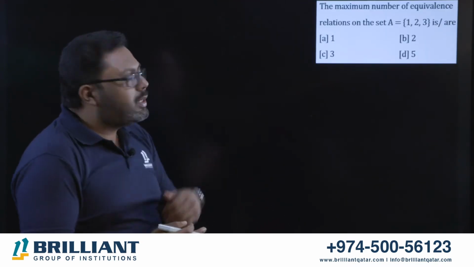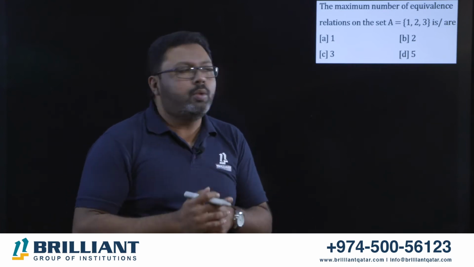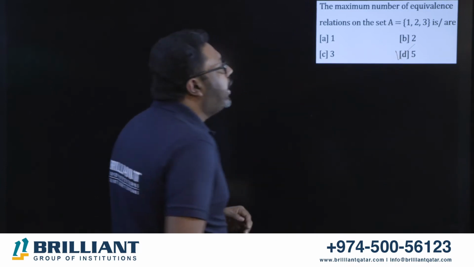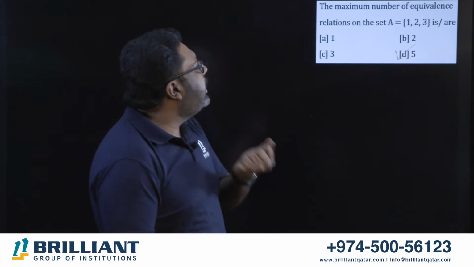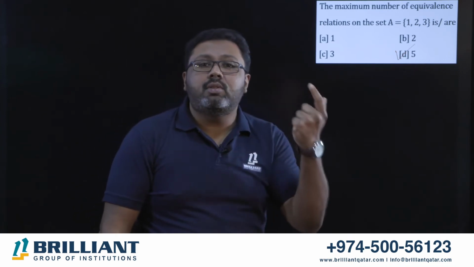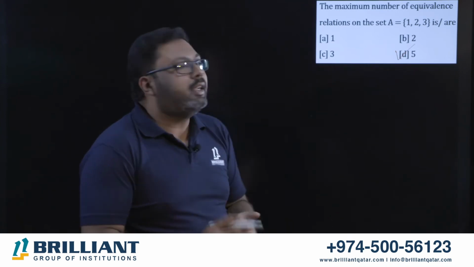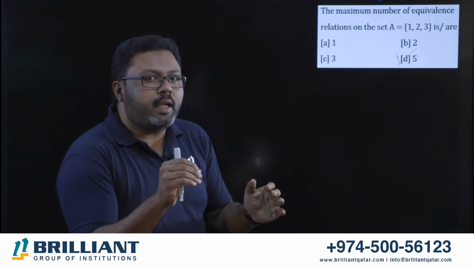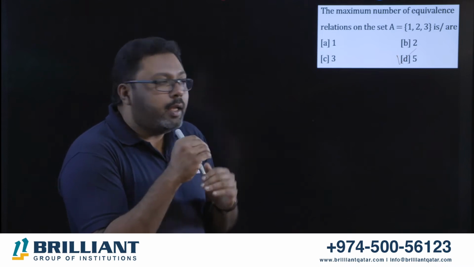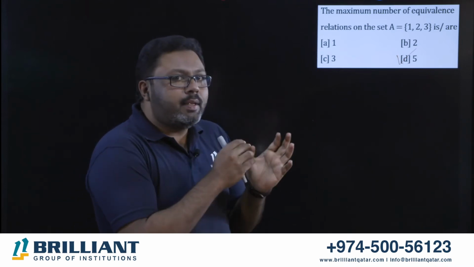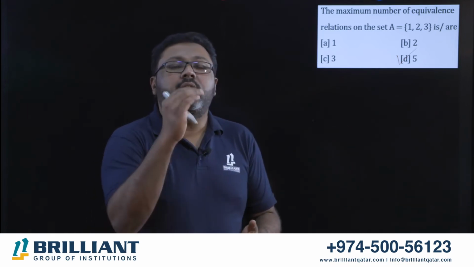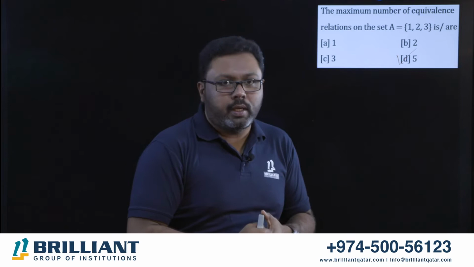Now this question is not that important for MCQ. You can just memorize it. The answer is 5. A set contains 3 elements 1, 2, 3. What is the maximum number of equivalence relations which can be formed using the set 1, 2, 3? The answer is 5, but we need to understand why. I introduce this question simply to explain 2 more questions which come after this, which are very common nowadays in your examinations.